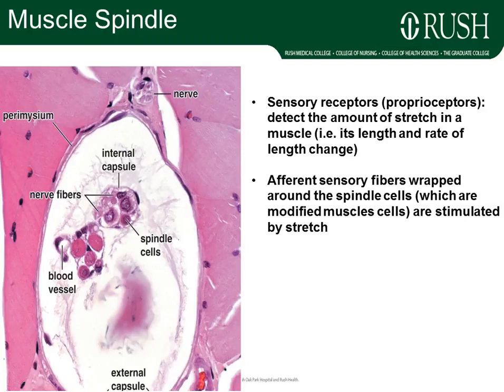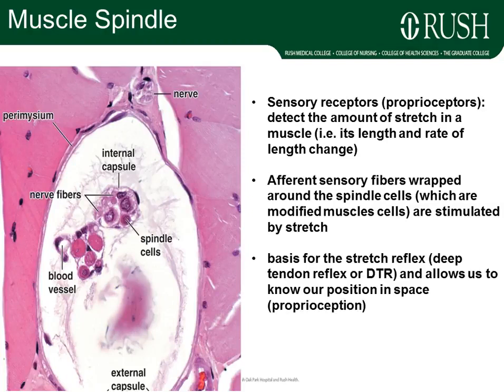when they go through stretch, it stimulates those sensory fibers, and that sends a signal back to the CNS that tells you how much stretch is happening, and it also allows you to know your position in space. That's proprioception. So this is the basis for the deep tendon reflex or stretch reflex.